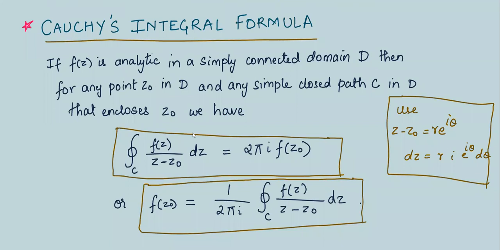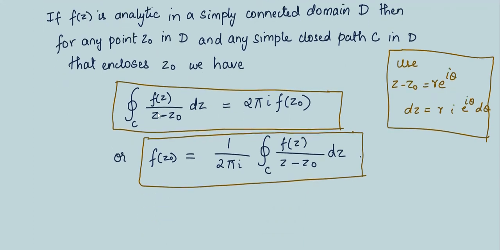Next, we ended here in the last class. We discussed Cauchy's integral formula. If f of z is analytic in a simply connected domain D, then for any point z0 in D and any simple closed path C in D that encloses z0, we have the integral. This is very important.